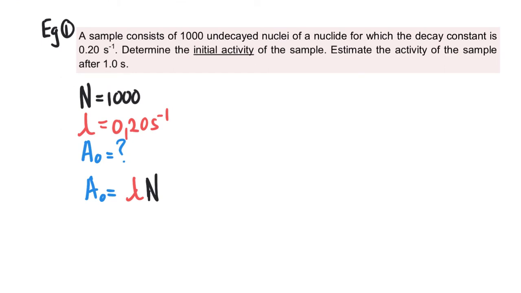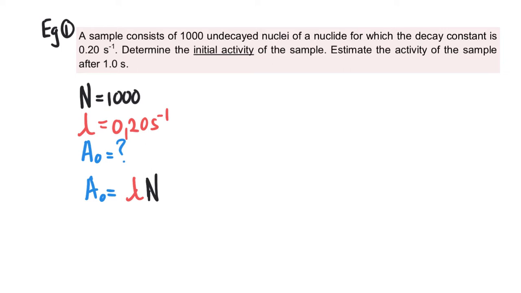So let's look at some examples of how to use the quantitative models of activity, radioactivity, to solve certain problems. The first one is: a sample consists of 1,000 undecayed nuclei of a nuclide for which the decay constant is 0.2 per second. So that would be 0.2 becquerel. Determine the initial activity of the sample. Estimate the activity of the sample after 1 second. So there are two parts to this question. The first is to estimate the initial activity.